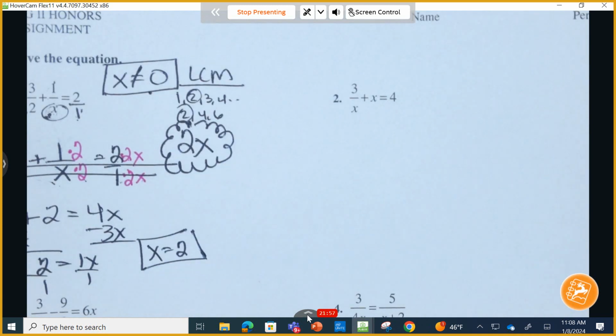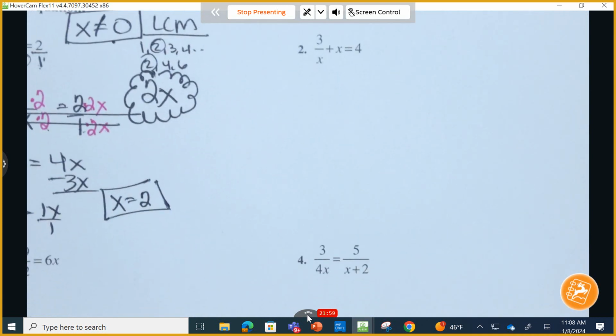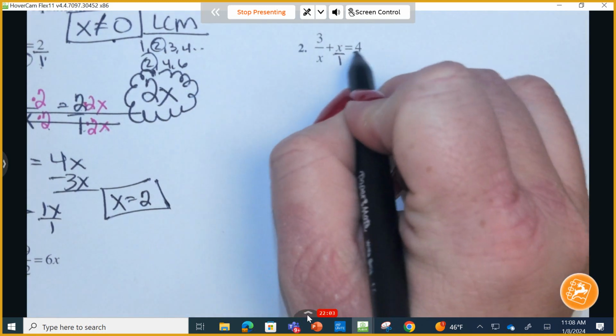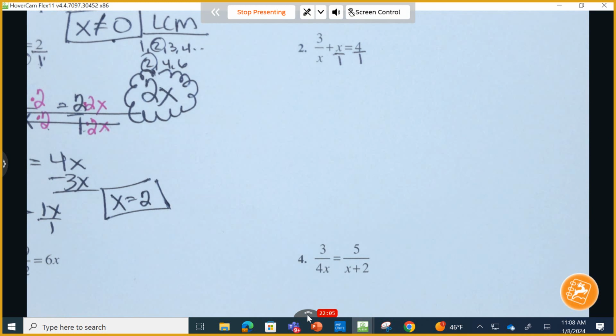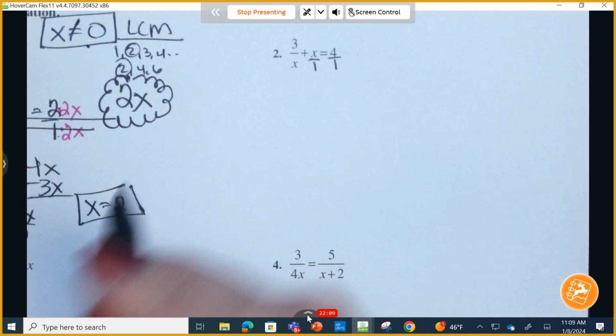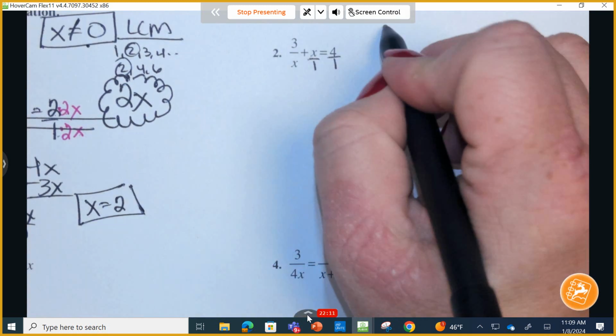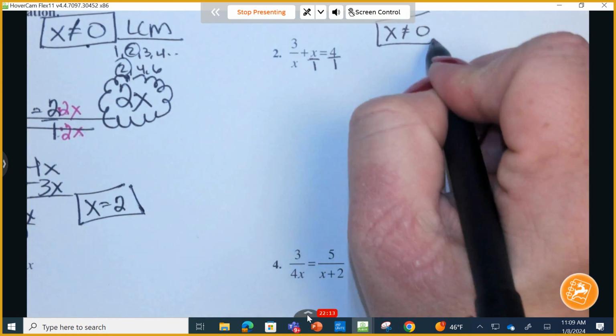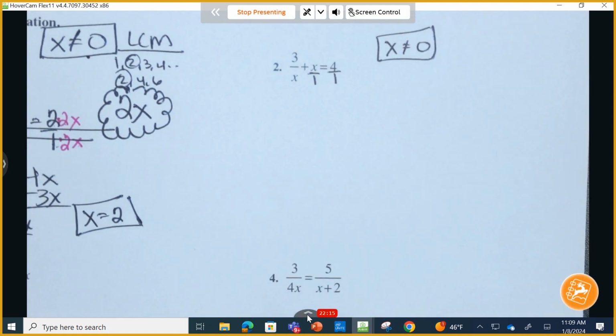We're checking on number 2 right now. Now, number 2, I do not see a 1 underneath the x or the 4, so please place a 1 there. There is only one denominator that has a variable. It's right here, so I'm going to set it equal to 0. That means x can never equal 0.